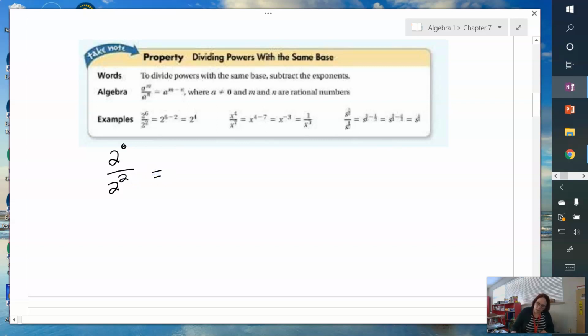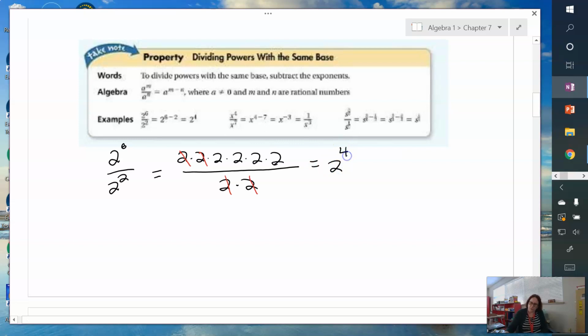So if you write these all out, you're going to get 2 times 2 times 2 times 2 times 2 times 2, 1, 2, 3, 4, 5, 6, over 2 times 2. Now, a whole bunch of these 2's are going to cancel out. Cancel, cancel, cancel, cancel. So now what I have left in my numerator is 4 of those 2's, 2 to the 4th. Now if I did the shortcut and just subtracted the exponents, I would have 2 to the 6 minus 2 equals 2 to the 4th.